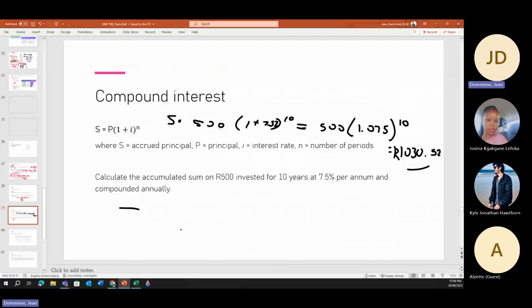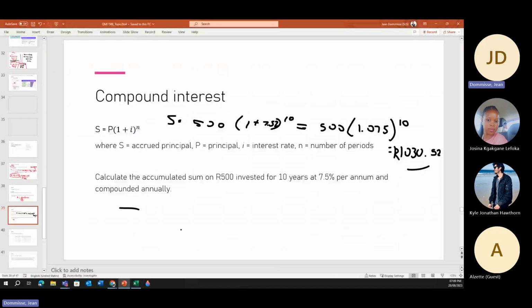Okay, so that is compound interest. Again, it doesn't matter which formula you use, you will get exactly the same answer. You can use the formula, or if you used your HP calculator, you could have done it there.